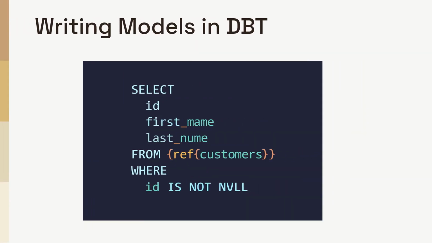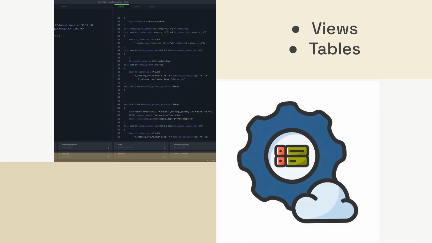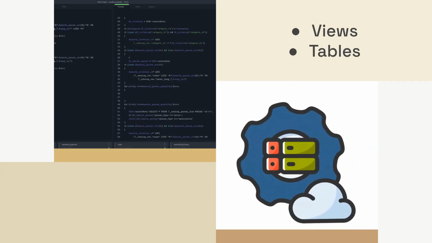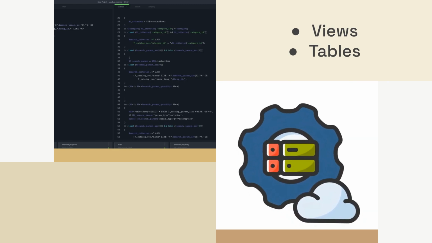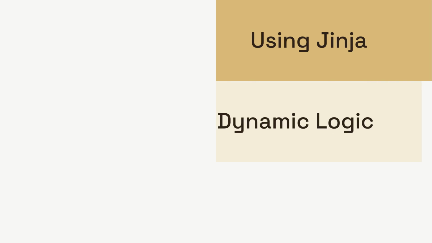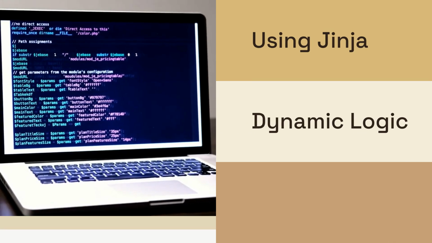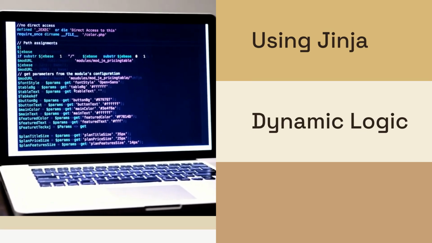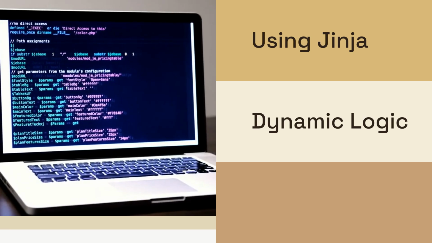DBT models are SQL select statements that transform your data. You write these models in SQL files within the models directory. DBT models are essentially SQL queries. You create views or tables by selecting and transforming data from existing sources. Jinja templating allows you to add dynamic logic and reuse code snippets in your models. This makes your SQL more flexible and maintainable.